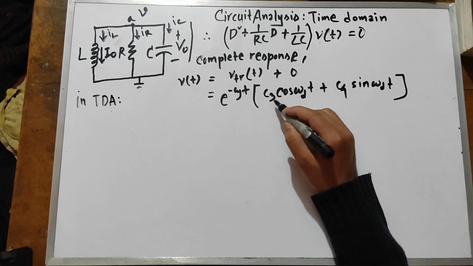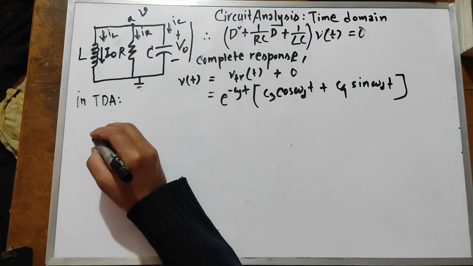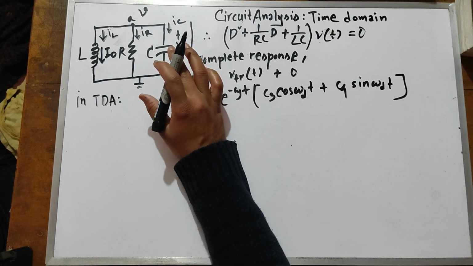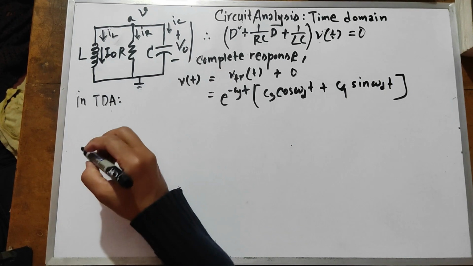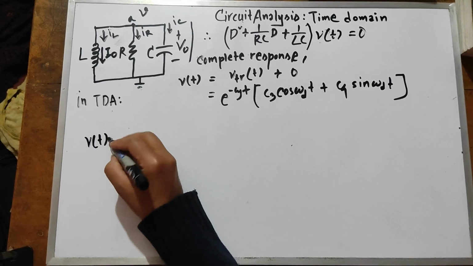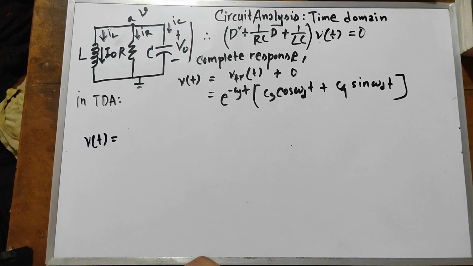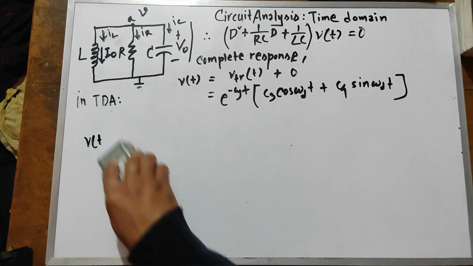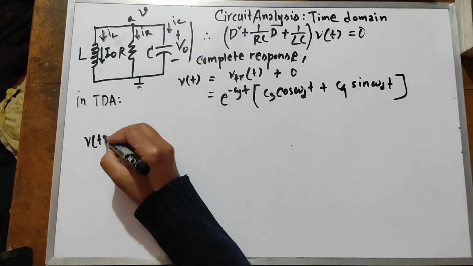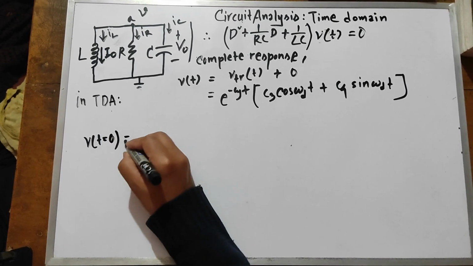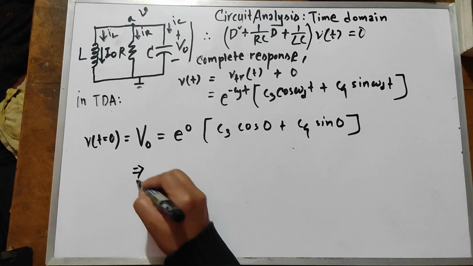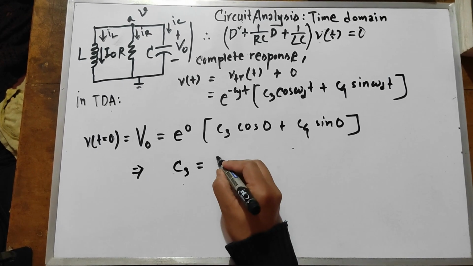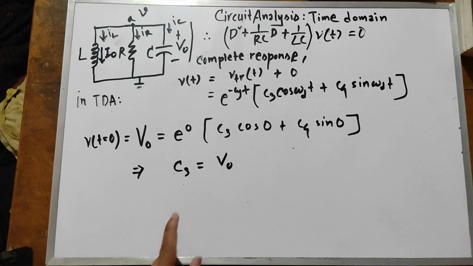All we have to do is find the arbitrary constants. I have assumed that at t equals 0, the voltage across the capacitor is V0. So v(t) at t equals 0 is V0, which gives me C3 equals the initial voltage. So we have found our first arbitrary constant.